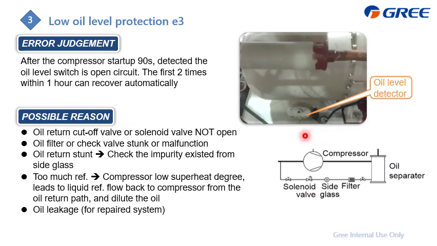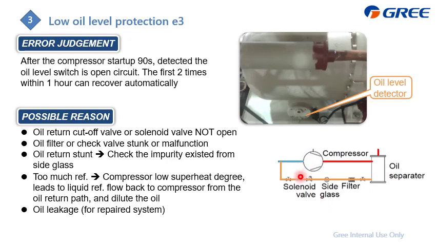First, we will analyze the oil return path. This is the compressor, and this is the oil separator. From the operation, the mixture of oil and high pressure gas will go through this oil separator, and the refrigerant will go into the system on the upper side, and the oil will flow through this path back to the compressor suction side.